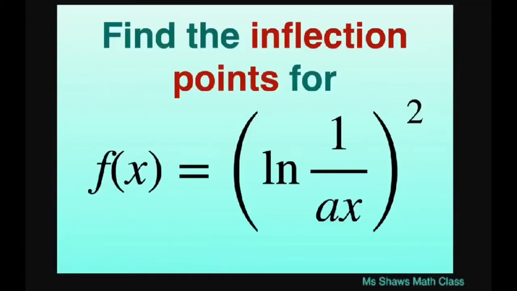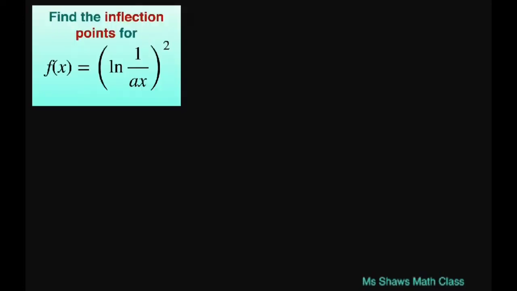We're going to find the inflection points for f of x equals ln of 1 divided by ax, and the whole thing is squared. The first thing we're going to do is rewrite this. Let's write this with y. So I'm going to write this as y equals ln, and I'm going to bring this ax up here. So ax to the power of negative 1, and then square it like that.